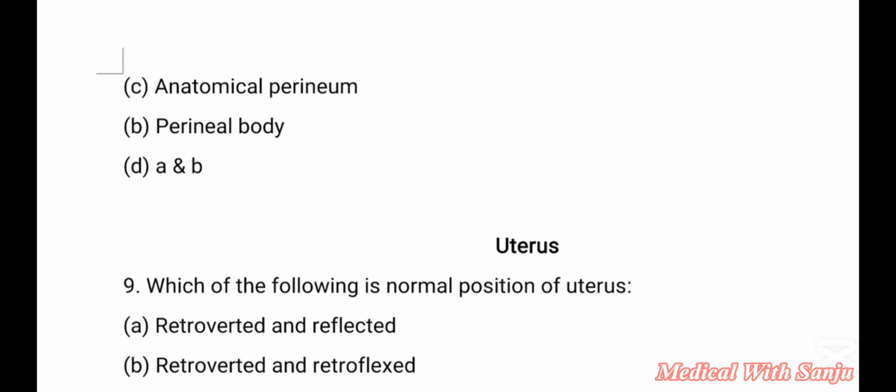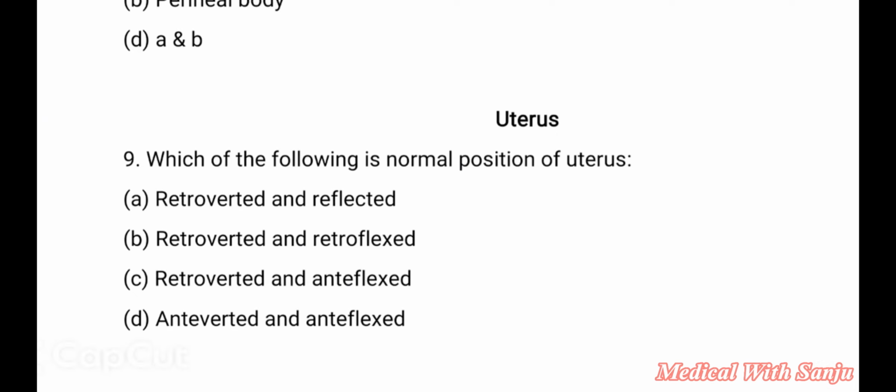Next about uterus. The first is which of the following is a normal position of uterus? Option A, retroverted and reflected. Option B, retroverted and retroflexed. Option C, retroverted and antiflexed. Option D, antiverted and antiflexed.